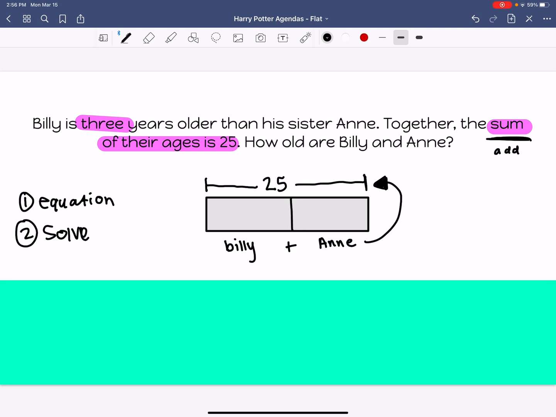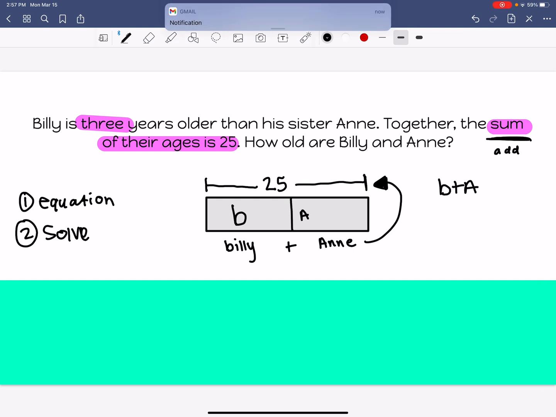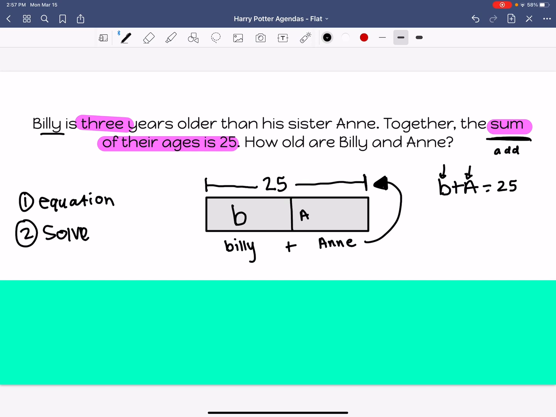But we don't know what Billy's age and Ann's age are, so we need to come up with that. Since we don't know how old Billy is, we're going to plug a B in for Billy. And we don't know Ann's age either. Now we could put an A in here, but then we would have B plus A equals 25, and because we have two different variables, we don't know how to solve that. But what do we know about Ann's age? Well, we know that Billy is 3 years older, which means that Ann is 3 years younger. So instead of an A, we could say Ann's age is equal to Billy's age minus 3.